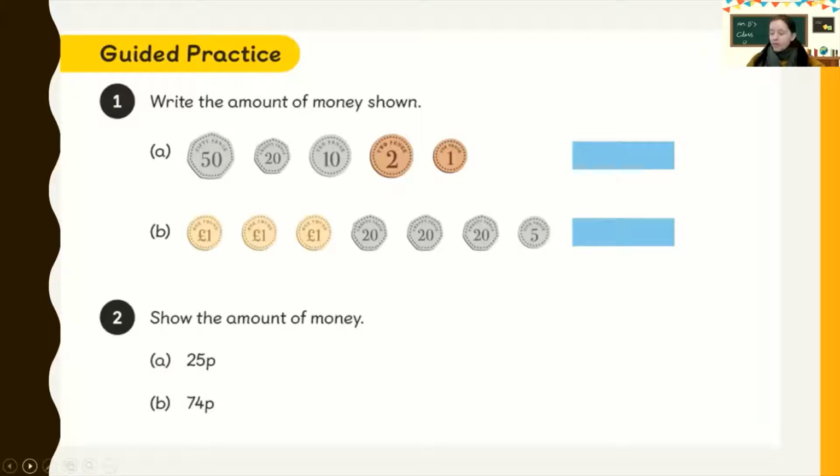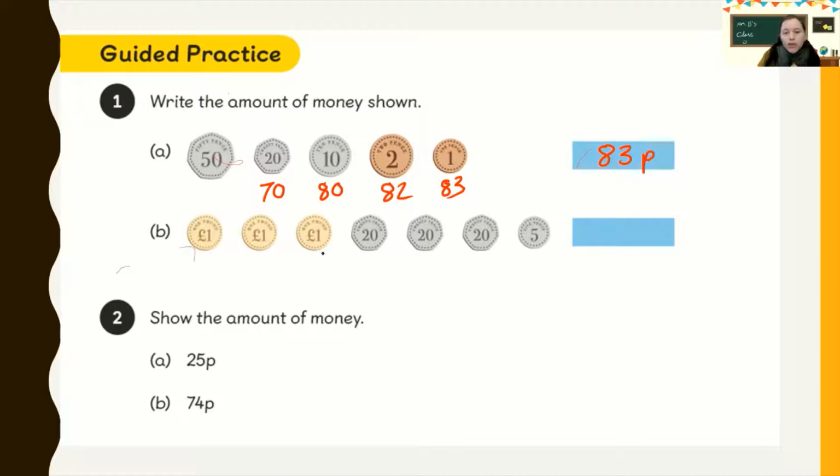Okay. Now our guided practice where we work together. Write the amount of money shown. So can you count on to see how much money is shown here with me? So we've got our 50p, add 20, 50, 60, 70, add another 10 is, that's right, 80. Now we're adding 2 to 80, 81, 82. Add another one, 83, well done. 83 what, bicycles? No, 83p or pence.